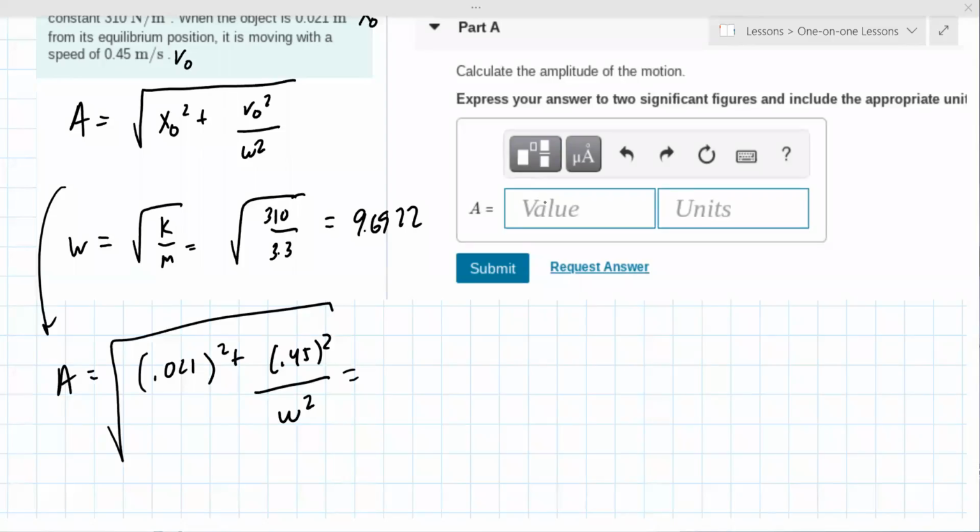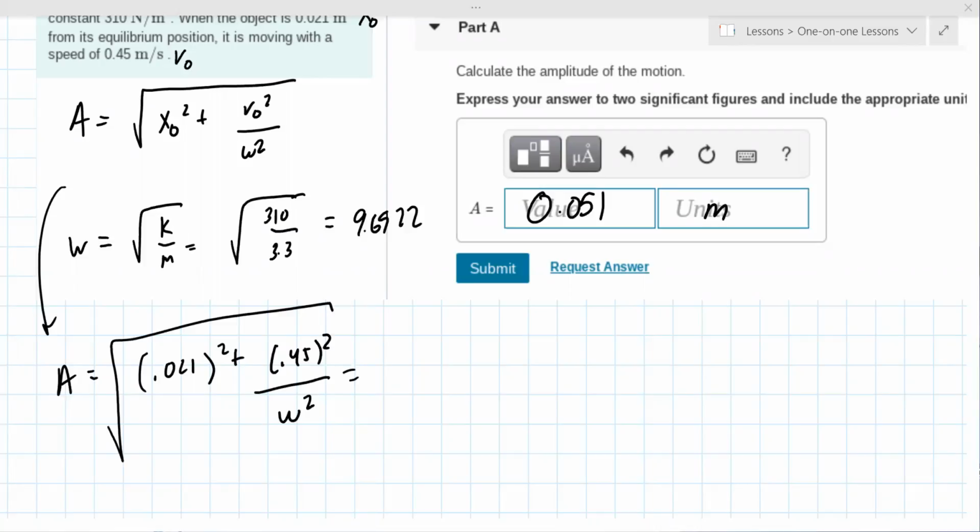0.051, and that's in meters. 0.051 meters. All right, that's correct. Okay, now the next part of the question says, let's see, calculate the maximum speed.